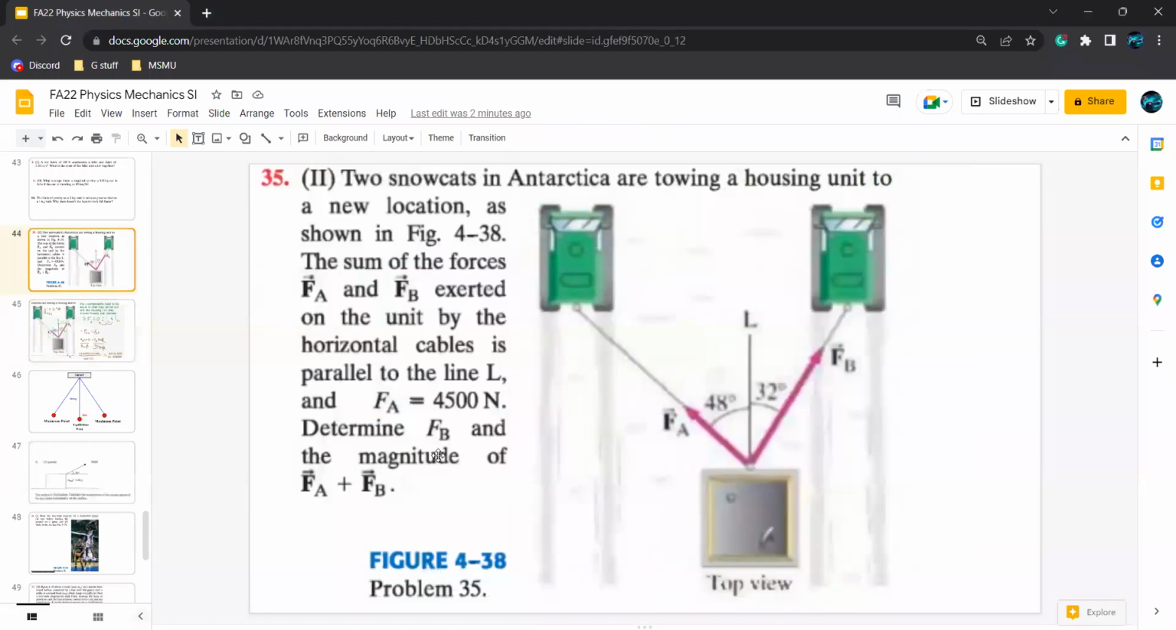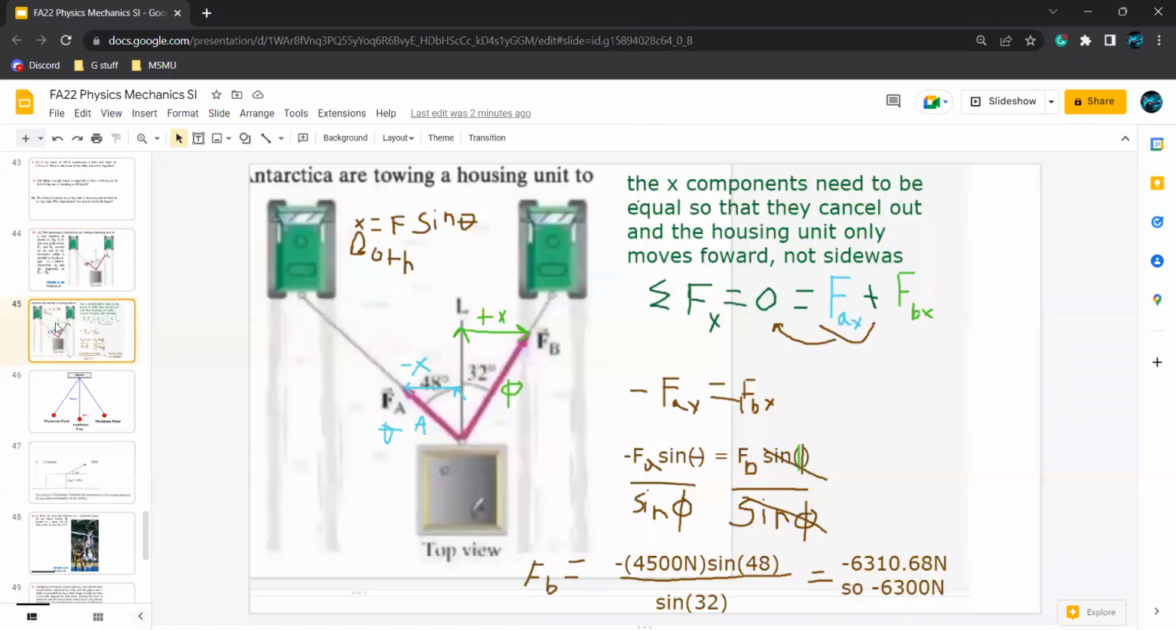It asks for the magnitude of FA plus FB. That one's pretty easy. You're just going to add FA and FB, and because the X components cancel out, it's going to end up being just the Y component. So the total force would be like FA of Y plus FB of Y. But we can add them separately just so we can prove that the X components do cancel out.